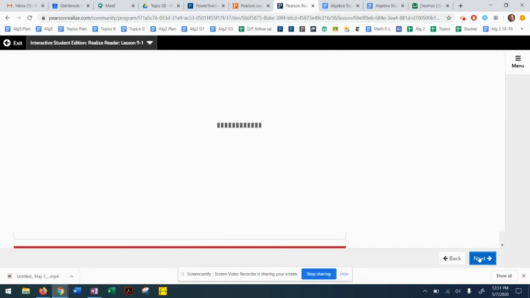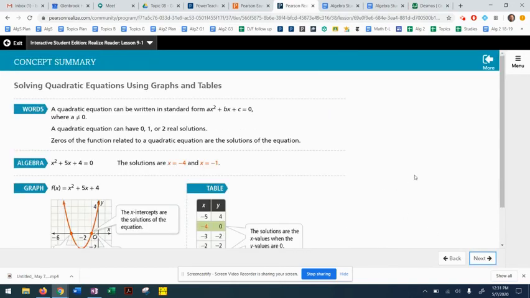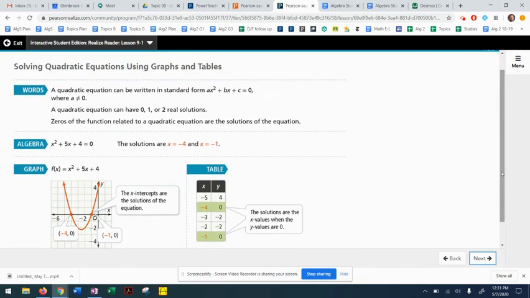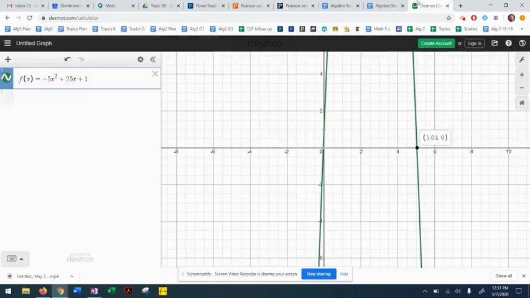All right. That actually brings us to the end here. We're just going to look at the summary together real quick, and then I'm going to have you practice something, just something small. So a quadratic equation can be written in standard form. We're familiar with that. A quadratic equation can have 0, 1, or 2 real solutions. We saw that, remember, that it can cross. Let me give you an example of that.